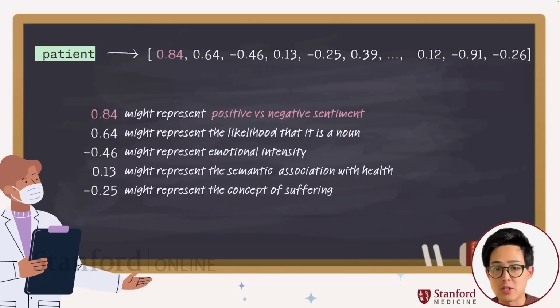If we look at these numbers in each embedding, each one ranges from -1 to 1. Remember, a vector has both a direction, in this case positive and negative, and magnitude, which tells us exactly how strongly that feature is present. In this example, 0.84 might represent the association with a positive versus negative sentiment. 0.64 might represent the likelihood that the word is a noun. Negative 0.46 might represent the emotional intensity, and so on and so forth.